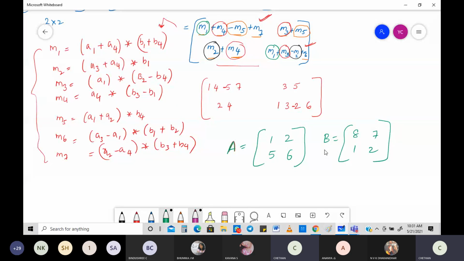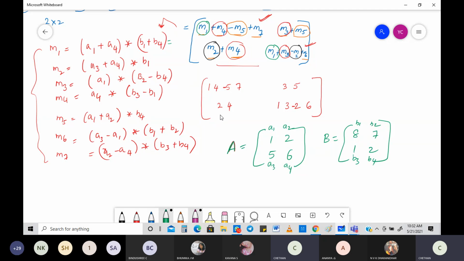If I start writing the values based on this, A is A1, A2, A3, A4, and B is B1, B2, B3, B4. So can I write the values easily? Yes, I can. What will the first value be? The first value will be (A1 plus A4) into (B1 plus B4), so 1 plus 6, into 8 plus 2. Note B1 is 8, not 6.